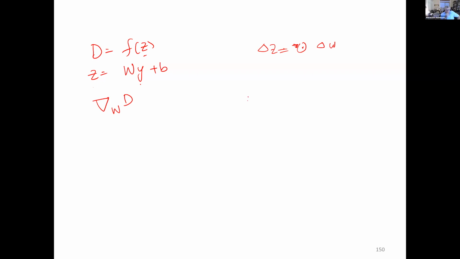I have z, which is a vector. I have y, which is a vector of some other size. And then I have w, which is a matrix. So if y is an n cross 1 vector and z is an m cross 1 vector, then what is the size of w? What is the size of w, guys? M cross n, right?